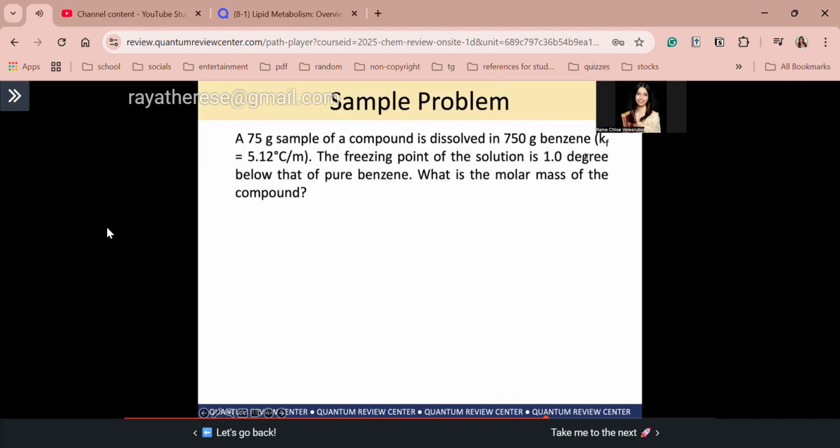So here, let's try the sample problem. A 700 gram sample of a compound is dissolved in 750 grams benzene with Kf, the freezing point constant, equal to 5.12 degrees Celsius per molal. The freezing point of the solution is 1 degree below that of pure benzene. What is the molar mass of the compound?